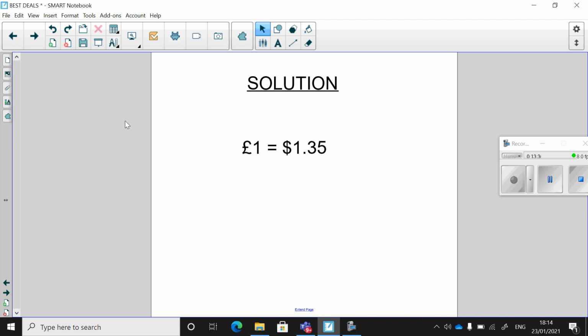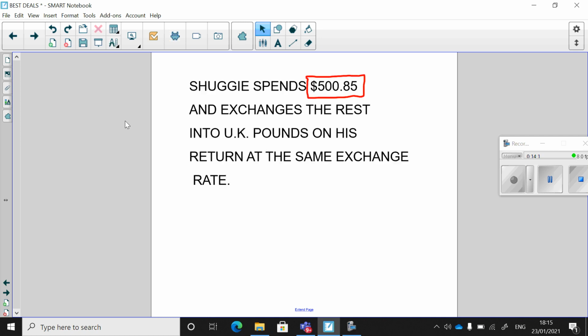£1 to $1.35, but he's got £450. So we're scaling up from the £1 up to 450. Okay, so we need to scale up the other side by 450 as well. That's why we're multiplying it there. And 450 times 1.35 gives you 607, probably 607.5 in your calculator. But you probably put a zero on at the end there, because we're talking about money, cents, because we're talking about dollars. That kind of looks okay to me.